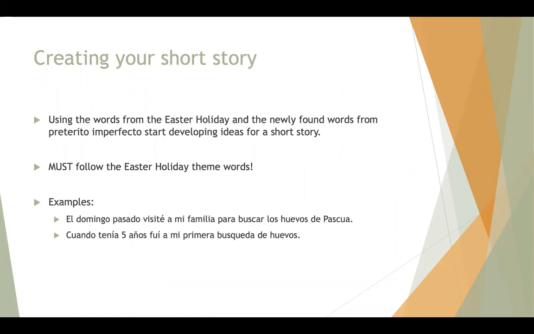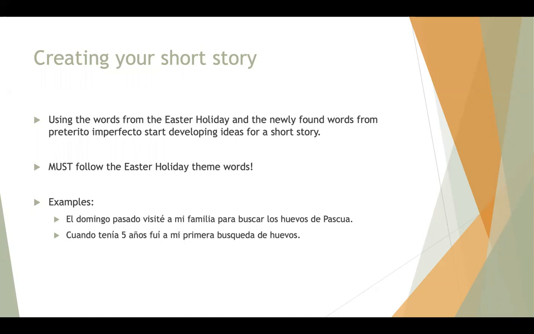So using the words from the Easter holiday and the newly found words from pretérito imperfecto, we're going to start developing ideas. You can do this by yourself or with a partner. I would prefer if you did it with 2 partners, not more than 2, just so you can have either a conversation between one another or short stories. They must, however, follow the Easter day holiday theme words. It has to follow that kind of idea. Don't go off trying to come up with other stories. But if you can't do Easter day, we can talk about it and you can give me ideas that you can do for other short stories.